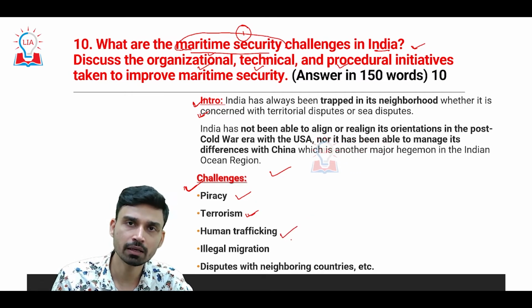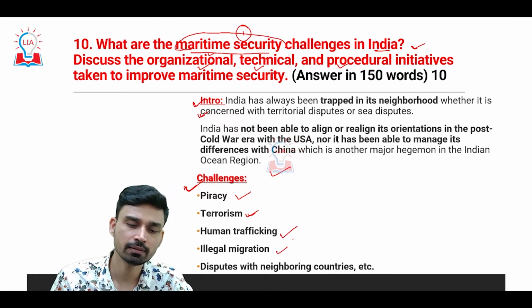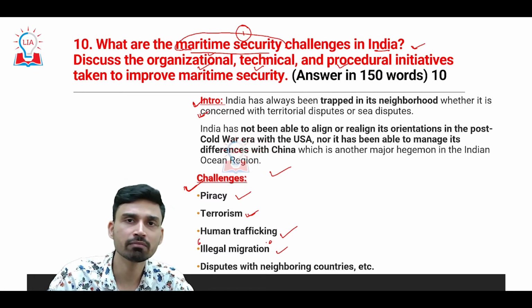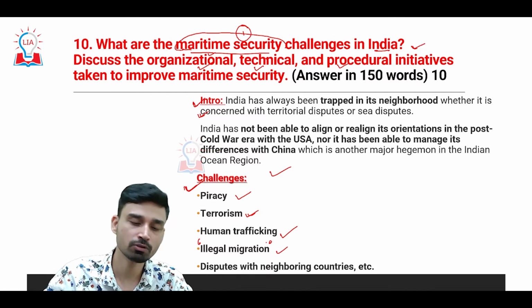Then we have human trafficking, arms trafficking, illegal weapons, drugs trafficking. All these things are happening in the international sea areas. Then illegal migration, as we see many times, illegal migrants from the Bangladesh region try to enter the West Bengal region via the Sundarban Delta. That is also one problem.